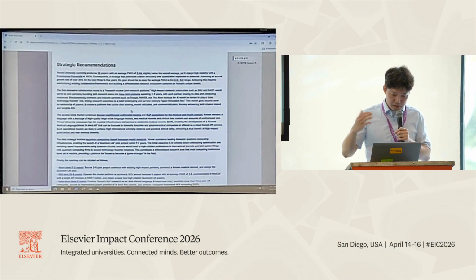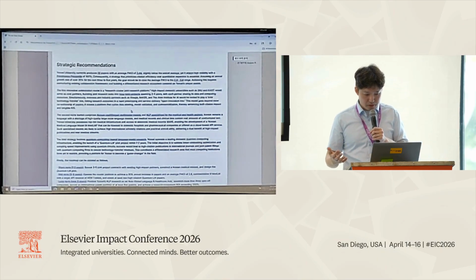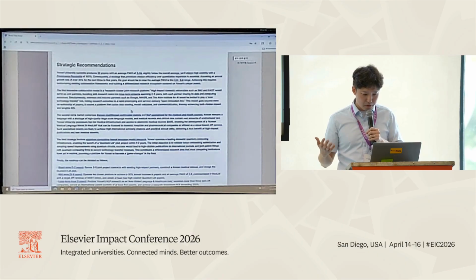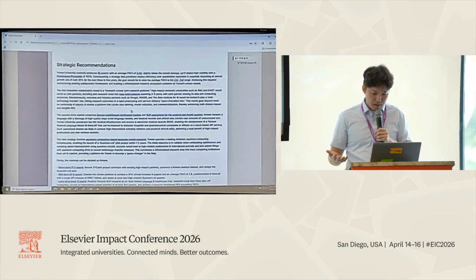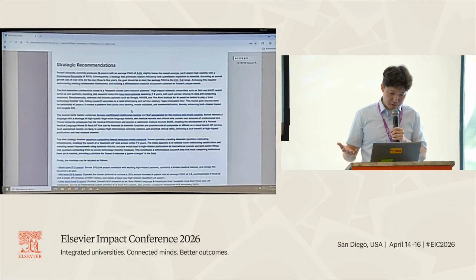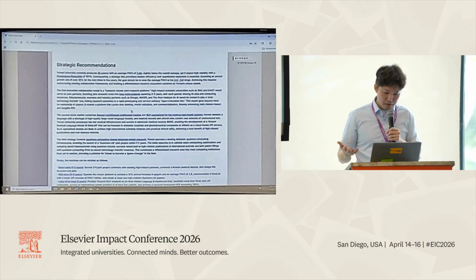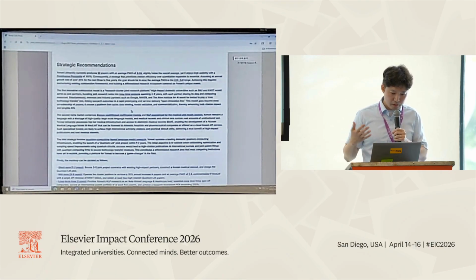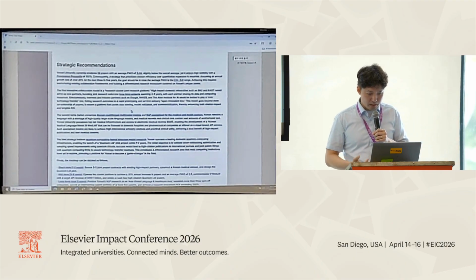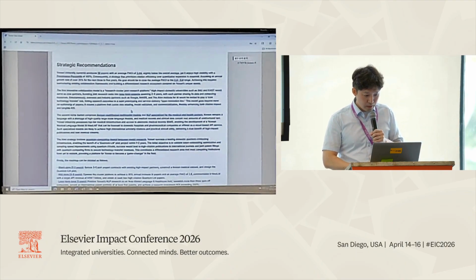So the first innovative collaboration model should be a research cluster joint research platform, including domestic universities such as SNU and KIST serving as core partners, bundling joint research tasks into long-term projects, with each partner sharing its data and computing resources.